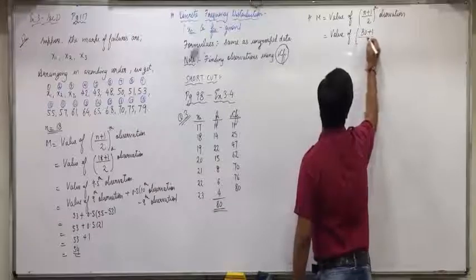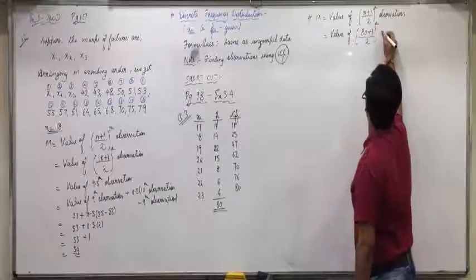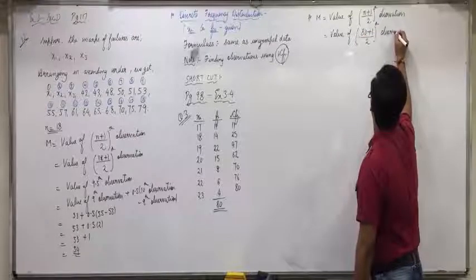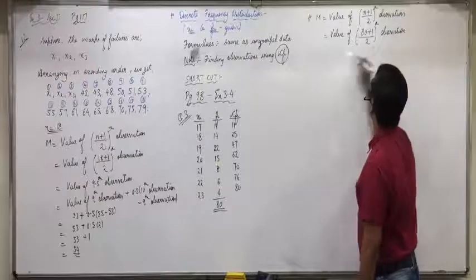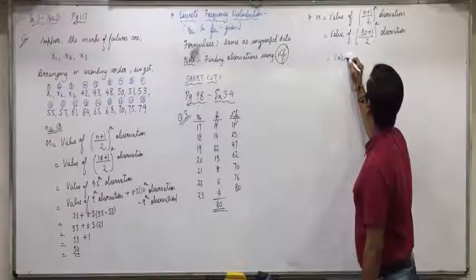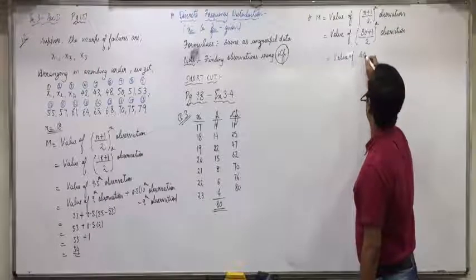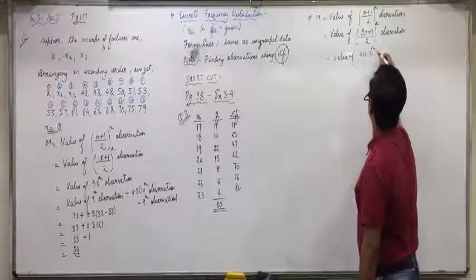Value of (80 plus 1) divided by 2 observation. Value of 40.5th observation.